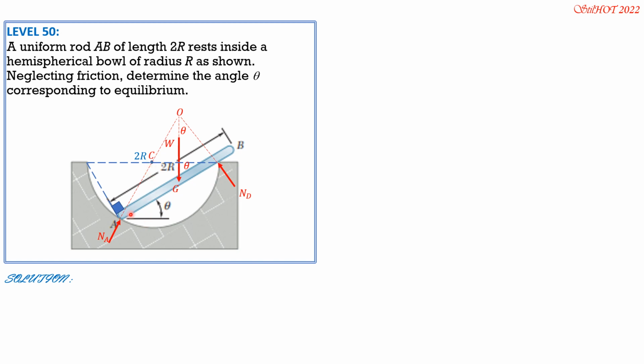Since this is the radius, and one angle is theta, the measure of this angle is also theta because this is an isosceles triangle. So therefore, the angle that the line of action of NA makes with the horizontal is 2 theta. Since this is vertical and this is horizontal, this measure is 90 minus 2 theta. So constructing, by the way, this is the hypotenuse, 2r times cosine of theta.